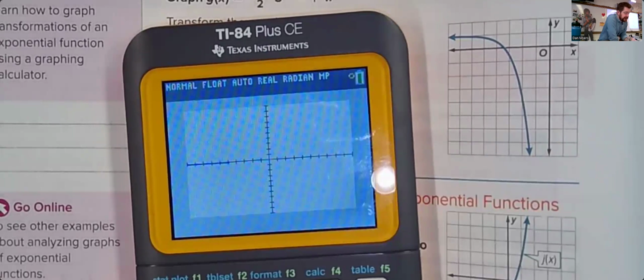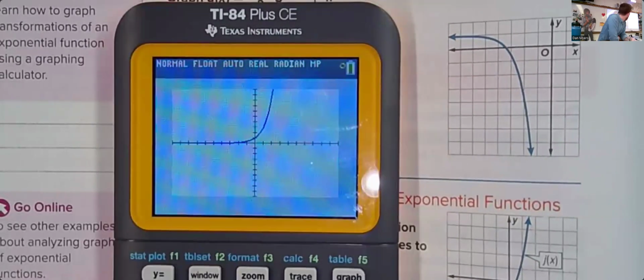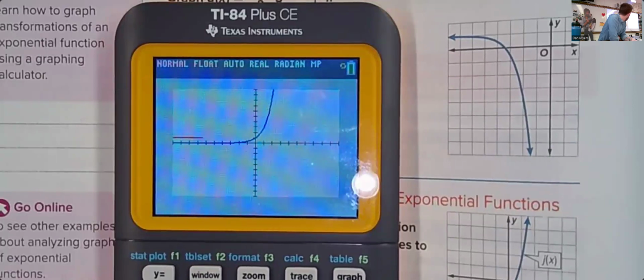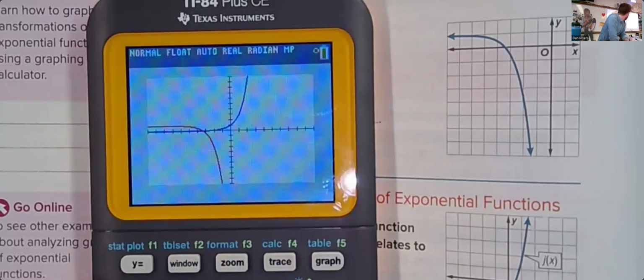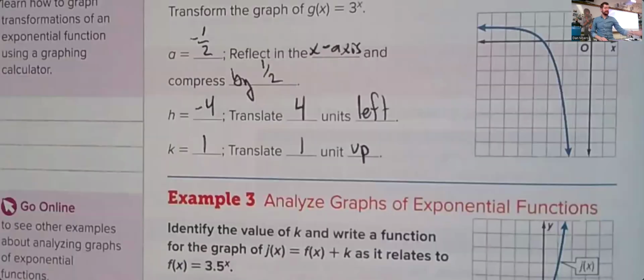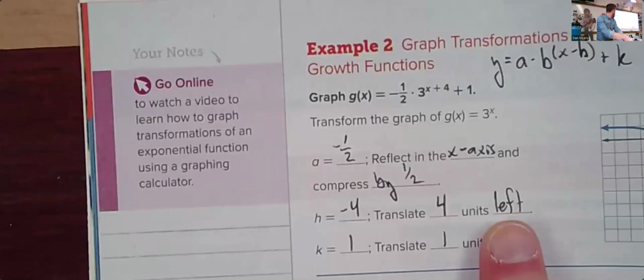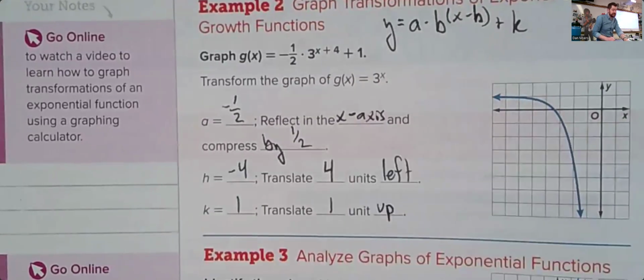We can just do a quick comparison here. So here comes y equals 3 to the x power, and here comes the transformation. And so you can give yourself a visual here. It's been moved left, it's been moved up, it's been flipped upside down, and it's a little bit shallower because of the 1/2. So all the things that we know about transformations still apply with exponential functions.